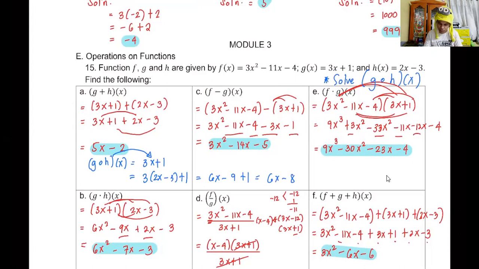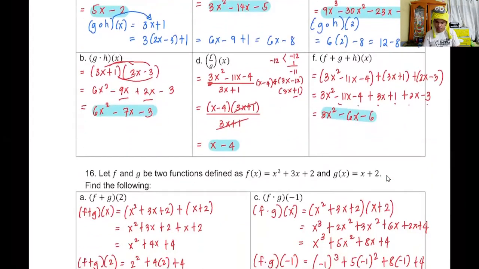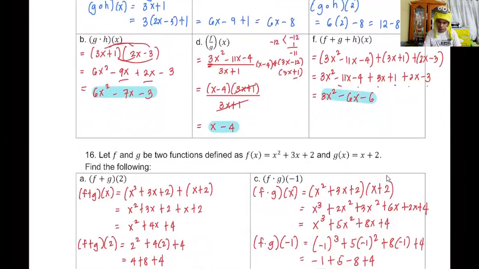And then, if the question is g circle h of 2, we just substitute. So 6 times 2 minus 8, this is 12 minus 8 or equal to 4. Okay? So that is the question in number 16. Sometimes I add more, like, say, for example, I comment, solve g circle f of 3. Okay, so that's it, guys.